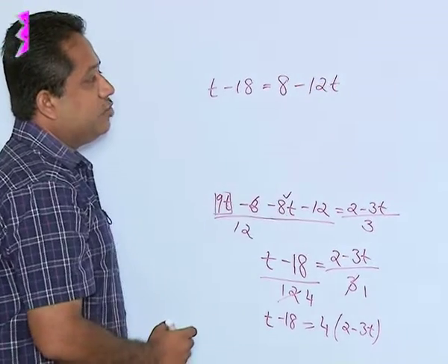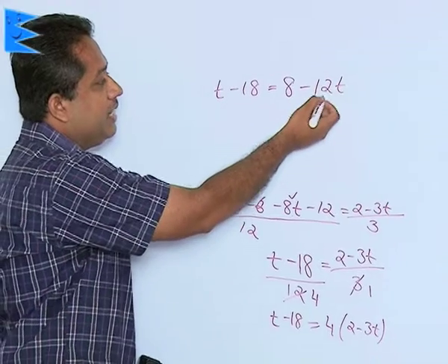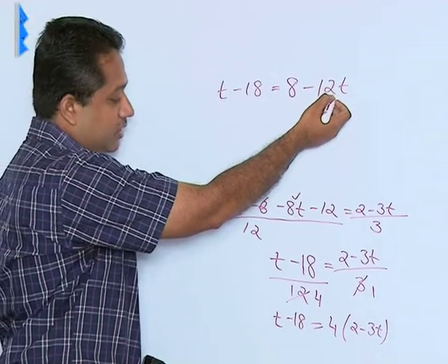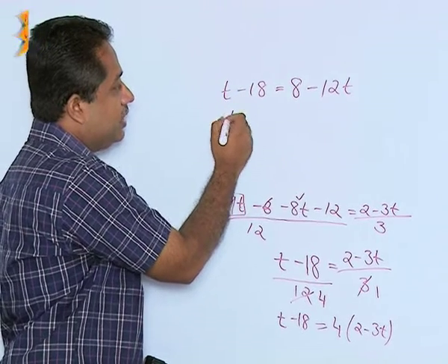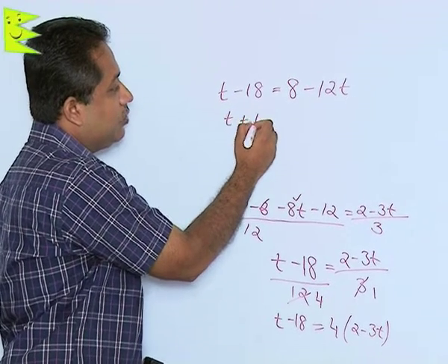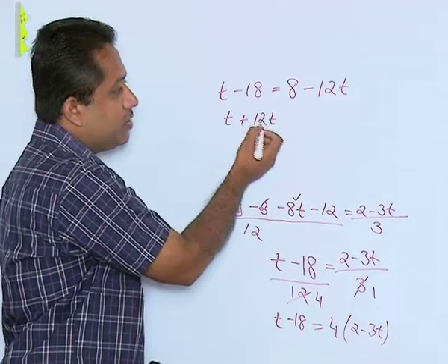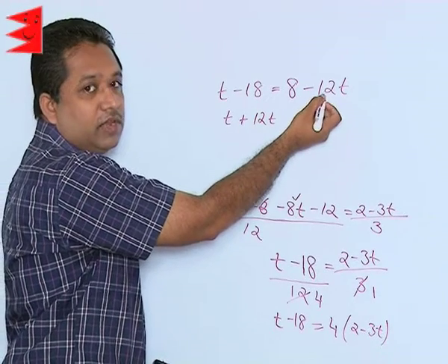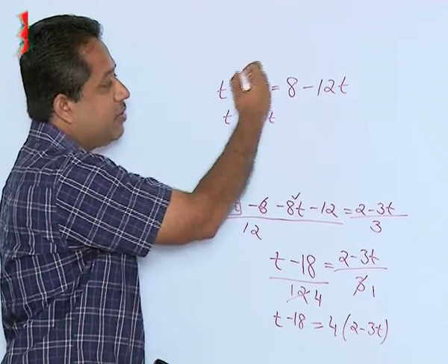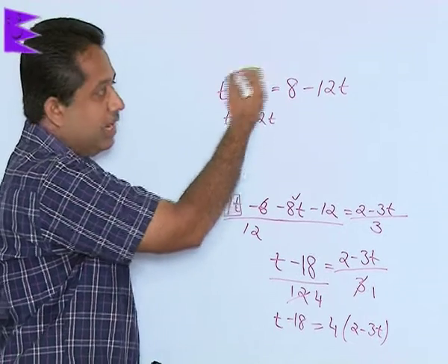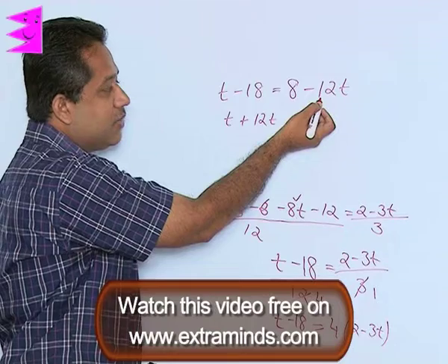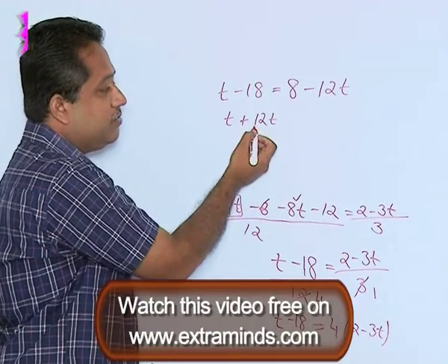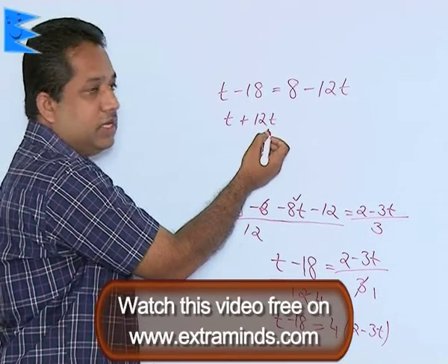Now, bring the like terms together. So, bringing the like terms together, this 12t is going to be transferred here. So, you are going to get t plus 12t. Why did it become plus 12t? Because this is negative, and when we change the side from RHS to LHS, or LHS to RHS, the symbol changes. So, since this was minus 12t, when I transferred it to the left side, it has become positive 12t.